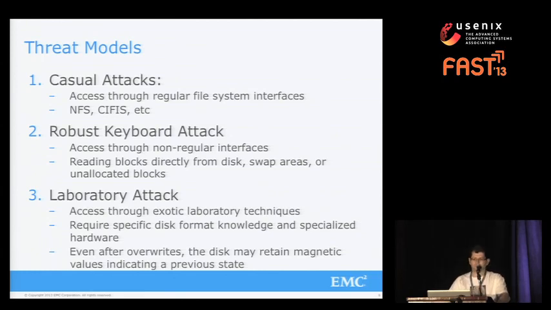So we also need to consider some threat models before we actually address the problem. There are some predefined in the literature that we are reusing, which are casual attacks, robust keyboard attacks, and laboratory attacks. The casual attack is when someone tries to get access to the file system through a normal interface like NFS or CIFS. A robust attack is when someone tries to get access to the system and tries to read the unallocated blocks or even the direct blocks from disk. And laboratory attacks are more sophisticated techniques that use specialized hardware to try to detect what the prior state of the disks or the magnetic values were, even after you overwrite those values.